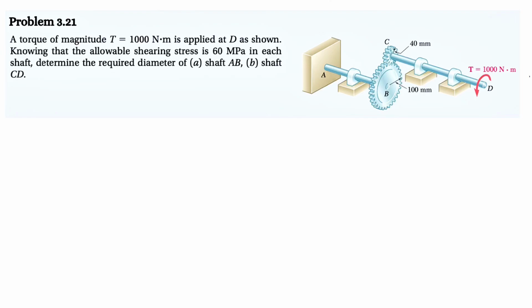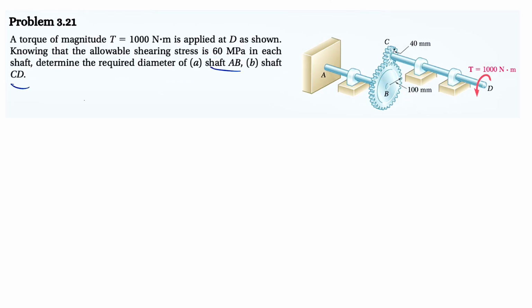Alright guys, welcome back. We're going to be solving another question from the third chapter of Mechanics of Materials by Johnston. We have question 21, and a torque of magnitude T equals 1000 Newton meters is applied at D, as we can see. Knowing that the allowable shearing stress is 60 megapascal in each shaft, they're from the same material, so same shearing stress, we need to determine the required diameter of shaft AB and shaft CD.